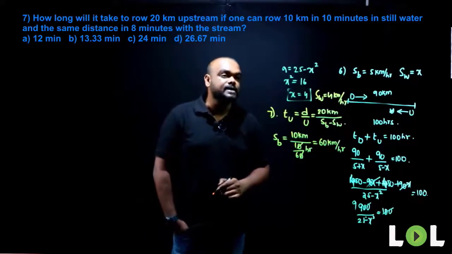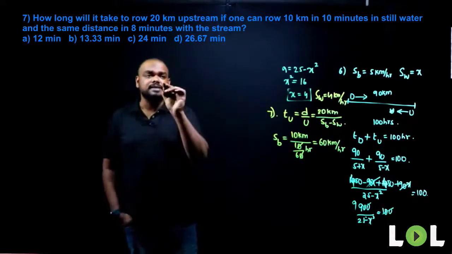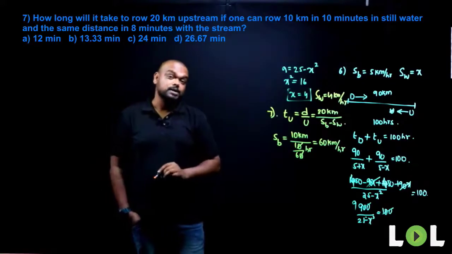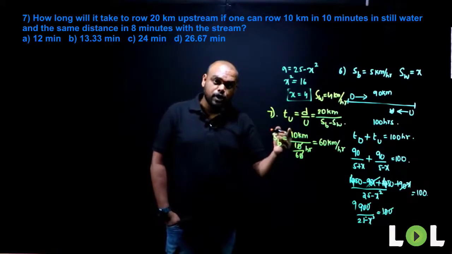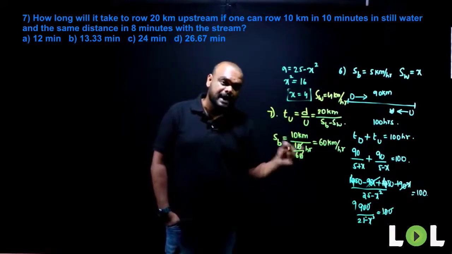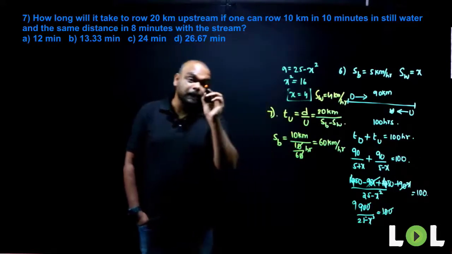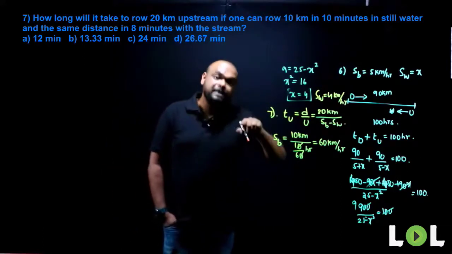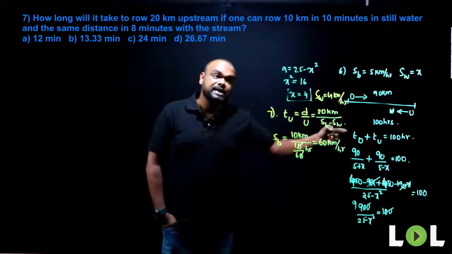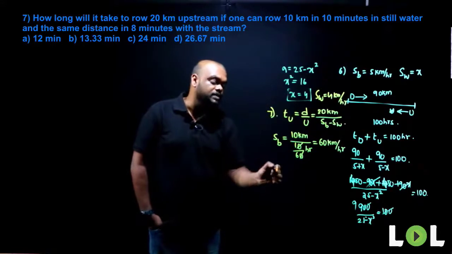Now, what else has he said? And the same distance in 8 minutes with the stream. Same distance means again 10 km, with the stream in 8 minutes. Again distance given, time given. What can I calculate? Speed. But which speed? Downstream speed, because he's telling us same distance in the same direction as that of the stream. That means we can calculate downstream speed.